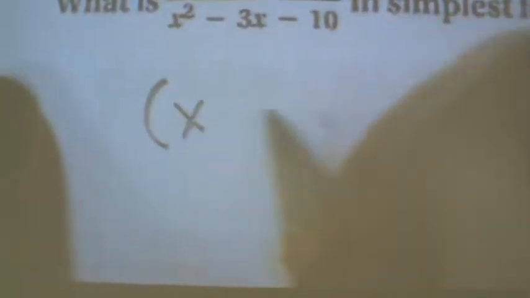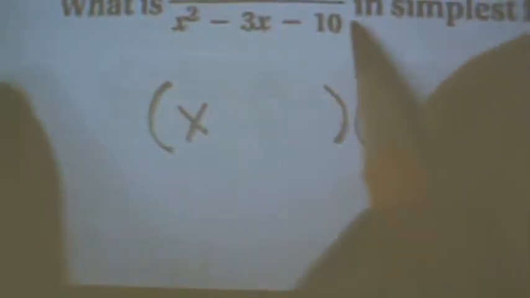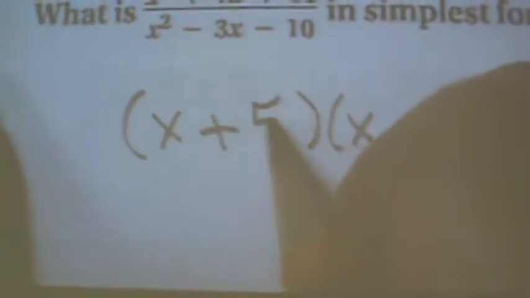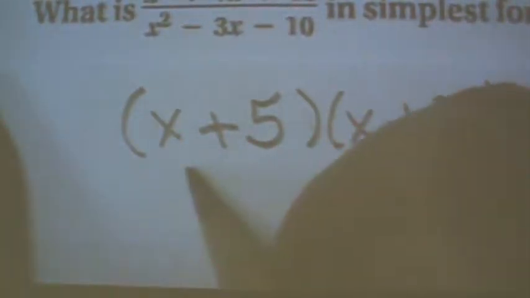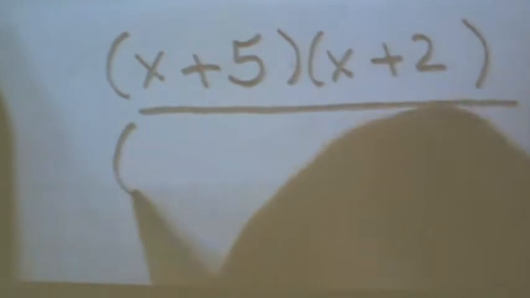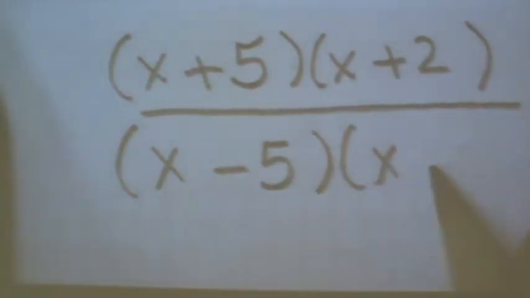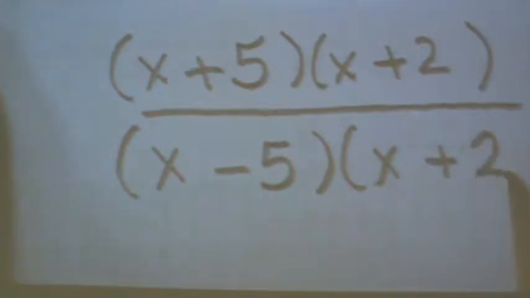How do you factor the numerator? What two numbers multiply to give you 10 but add to be 7? 5. Okay, how about the bottom one? What two numbers multiply to give you negative 10 but add to be negative 3? Is that right?